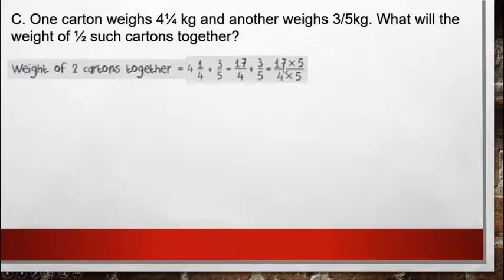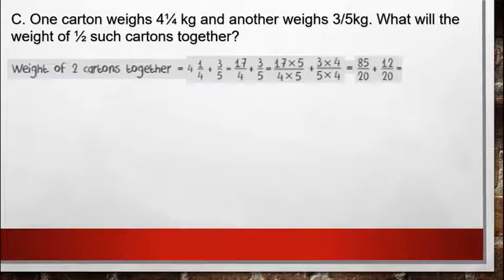In our denominator, we have 4 times 5. In our numerator, 17 times 5. How about the other? We will need to multiply it by 4. 3 times 4 and 5 times 4. So now we need to solve the following. 17 times 5, that would be 85 over 20, plus 3 times 4, that is 12 over 20. Now we got like fractions.